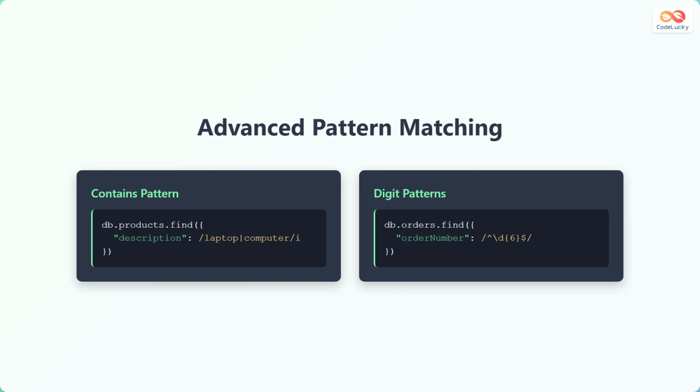Let's explore some advanced pattern matching techniques. To find products whose description contains either the word laptop or computer, you would use /laptop|computer/i. The pipe symbol acts as an OR operator, matching either of the specified words. To find orders with exactly 6 digits in the order number, you would use /^\d{6}$/. \d represents any digit, and {6} specifies that we want exactly 6 digits. The caret and dollar sign ensure that the entire string consists of 6 digits and nothing else.